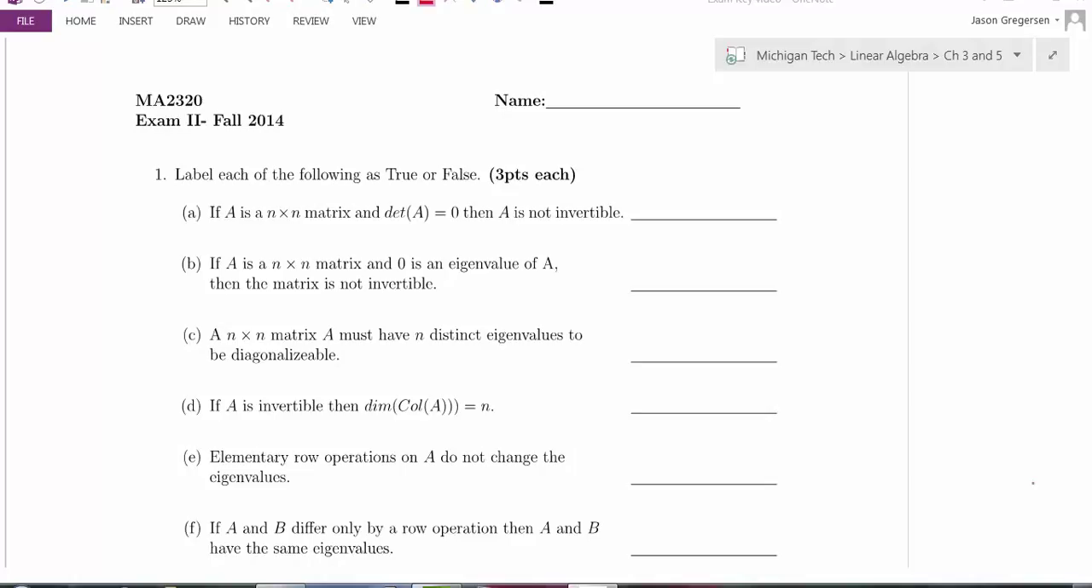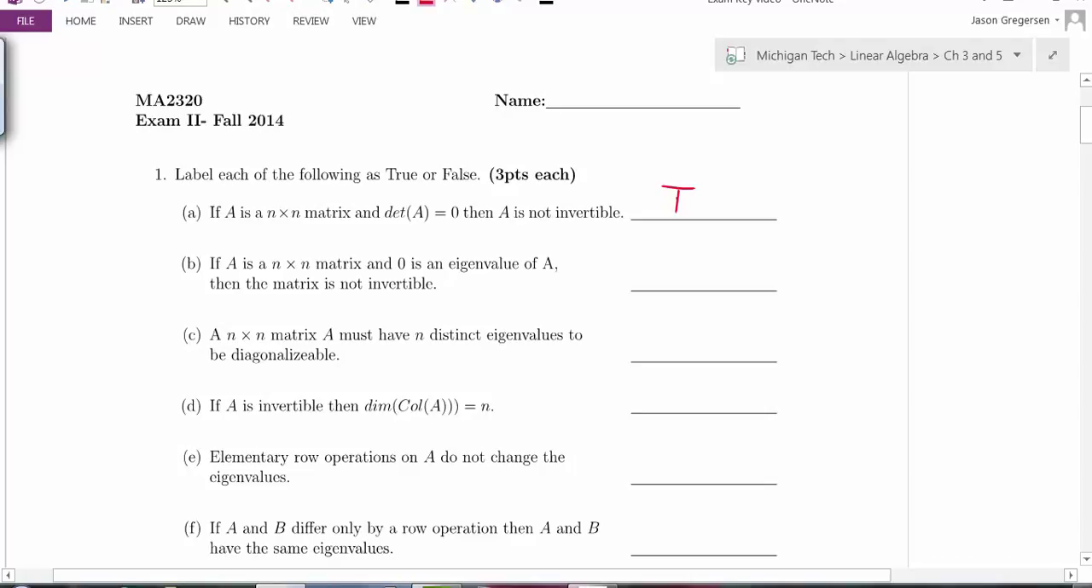Hello everyone, this video is going to be a quick exam key for exam 2 from fall 2014. So we'll start off with a true and false. The first one says if A is an n by n matrix and the determinant of A is equal to 0, then A is not invertible. And this is true. Now, this is one of the properties of determinant.